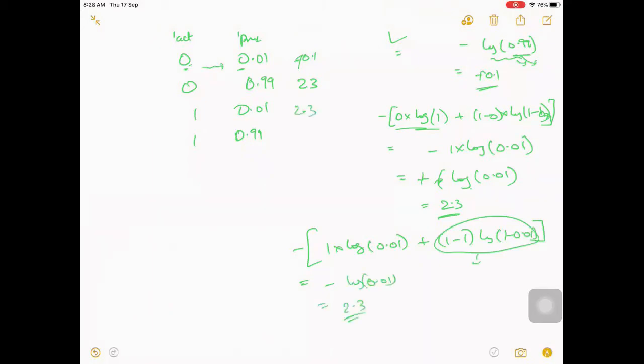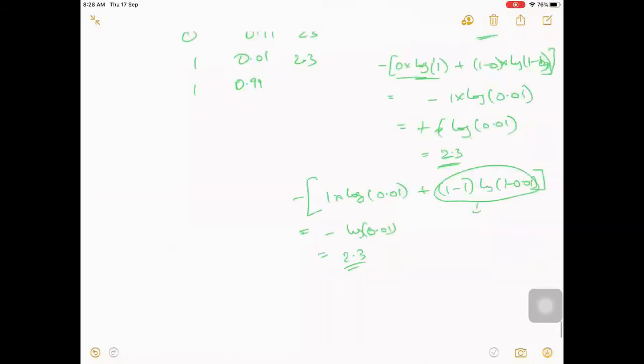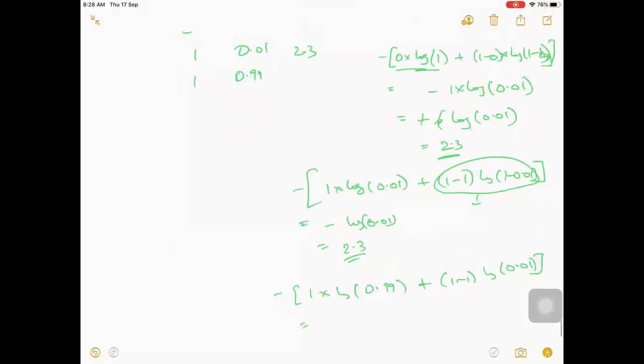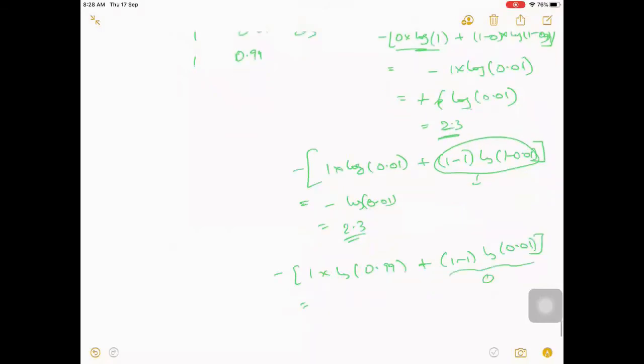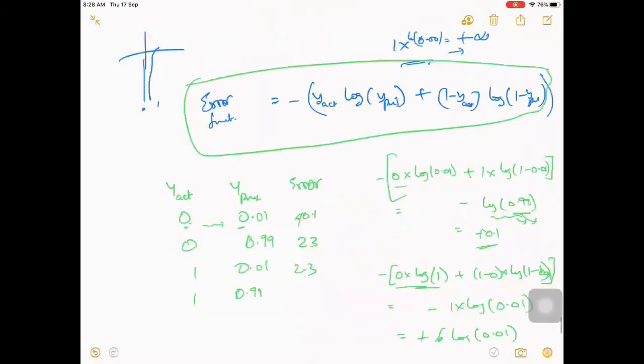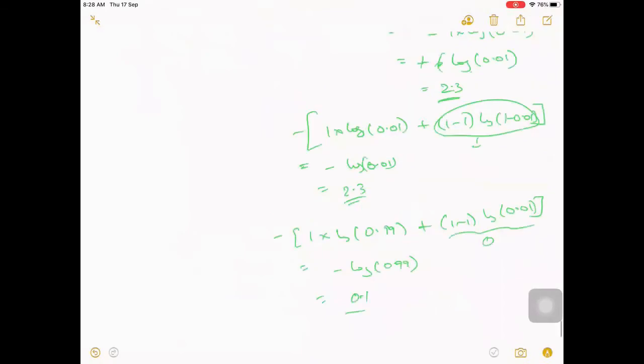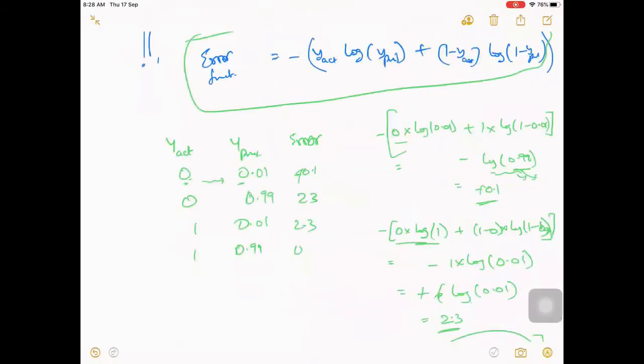And similarly, when it is 1 into log 0.99 plus 1 minus 1 into log of 1 minus 0.99, which is 0.01, this part you'll get as 0, and this part you'll get minus log 0.99, which will be almost 0.01 as I told. It won't even be 0.01, it will be 0.00 something like this, but let's take it like this. So this is how we got it.